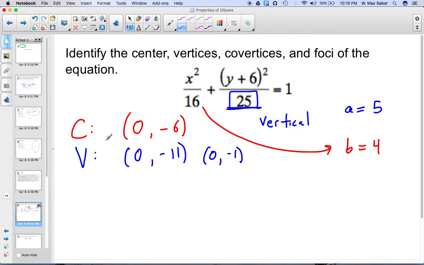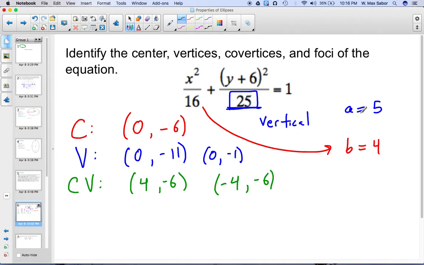For the co-vertices, instead of changing the y-coordinate, I'm going to change the x-coordinate. So they're both going to become negative 6, and I'm going to change them by 4. So it's going to be right 4 and left 4 are the co-vertices.